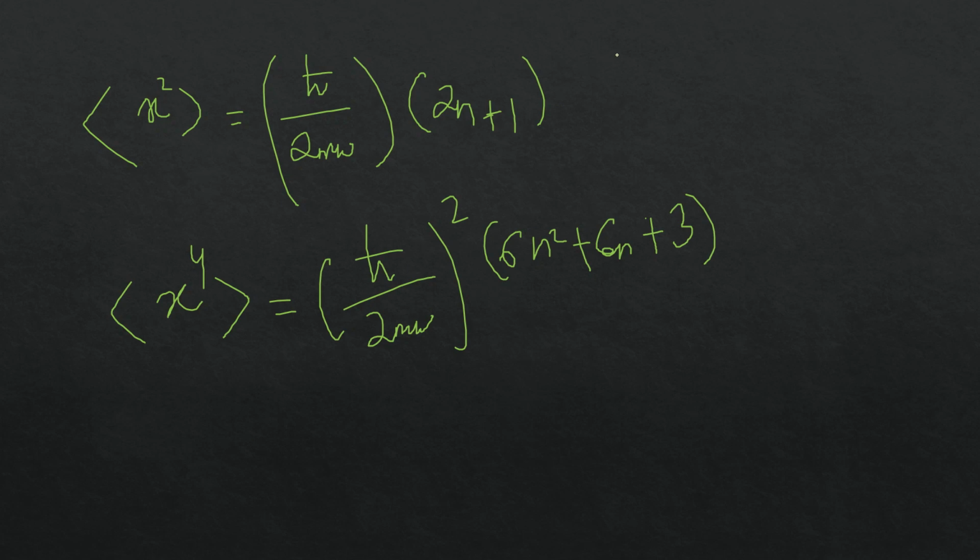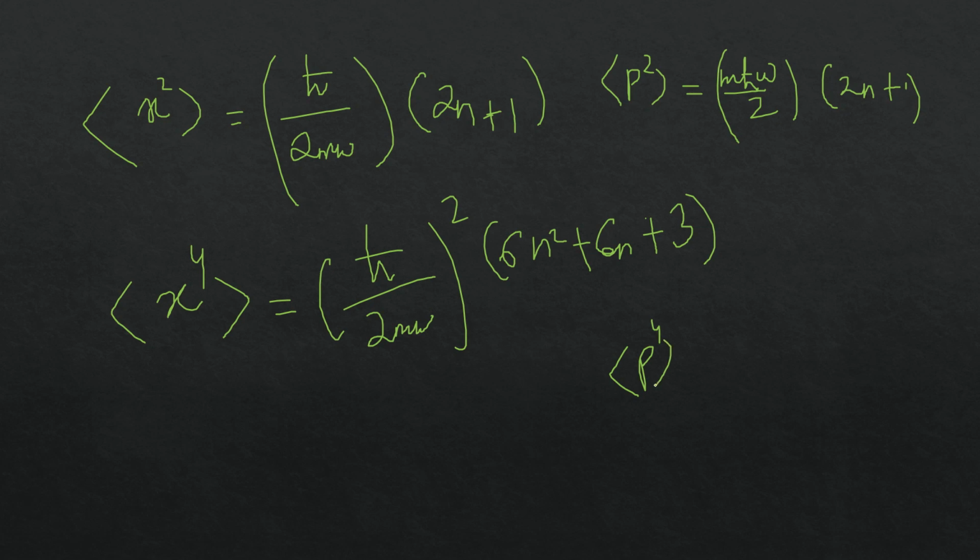For example, the expectation value of P square, you have to remember, is mħω by 2 into (2n plus 1). Just this factor will change. And the expectation value of P fourth will be (mħω by 2) whole square into (6n square plus 6n plus 3).